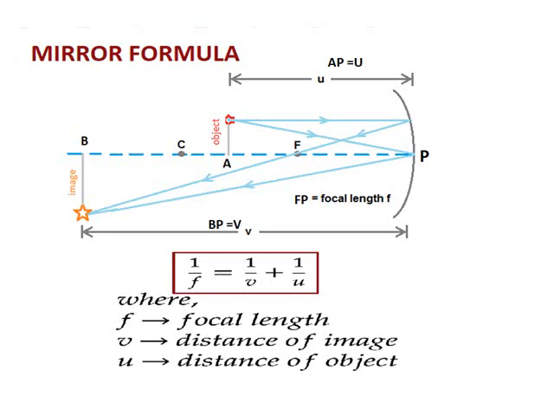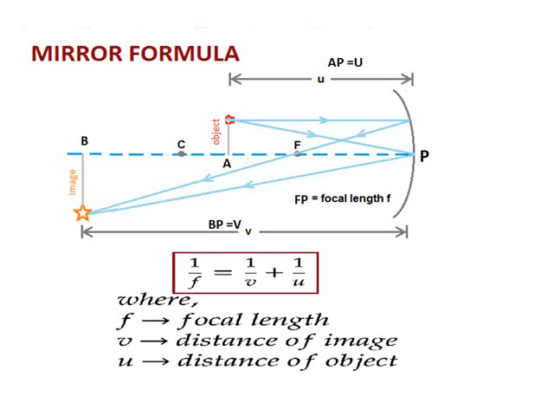So according to the ray diagram rules, if you draw the 2 rays, the intersection of the 2 rays is being formed at the point B where the image is being obtained. So A is the point where the object is there, and B is the point where the image is being obtained after the ray diagram.